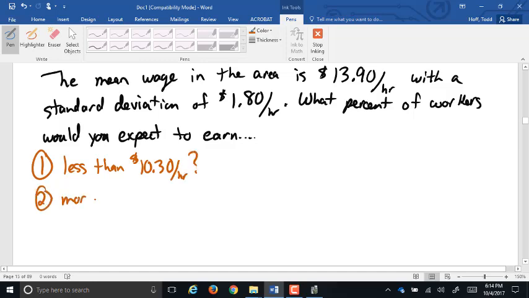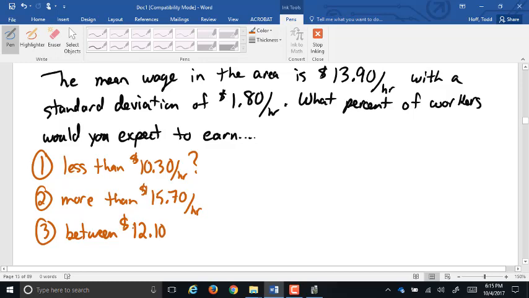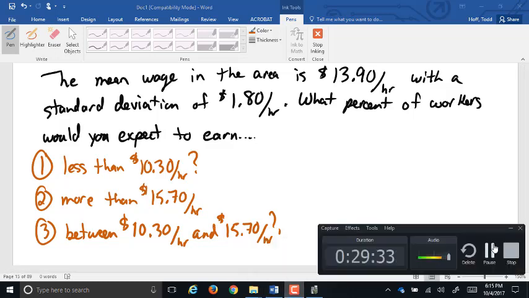2, more than $15.70 per hour, or 3, between $10.30 per hour and $15.70 per hour. I'm going to give you guys a couple of minutes to work on that, and we'll talk about it in just a minute or two.